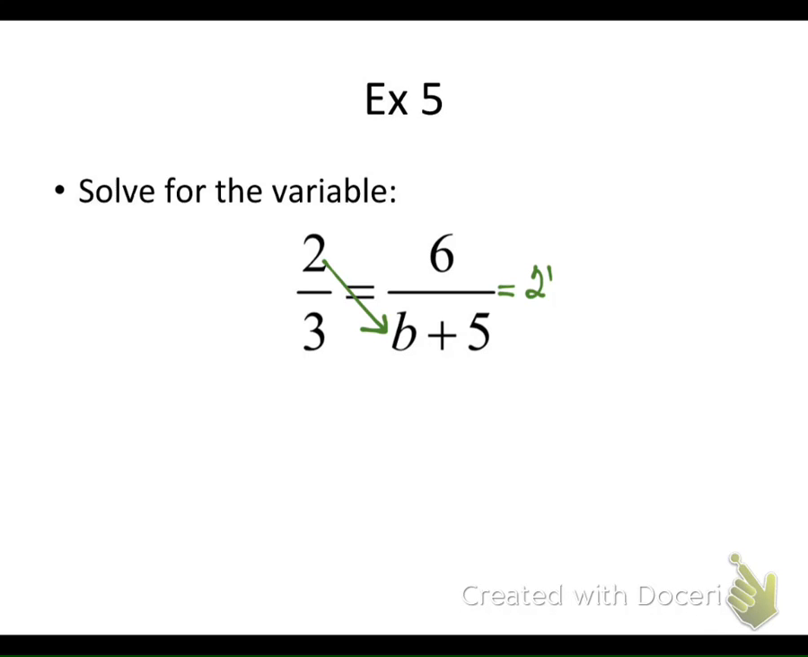Now, I'm going to take 2 times positive 5 and get what? 10. Yeah, plus 10. I thought you said 10b. So basically, this here looks like this. It would be like this.